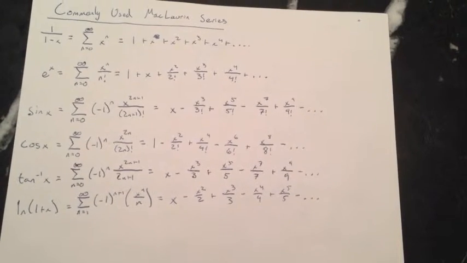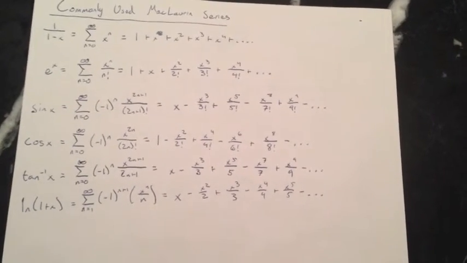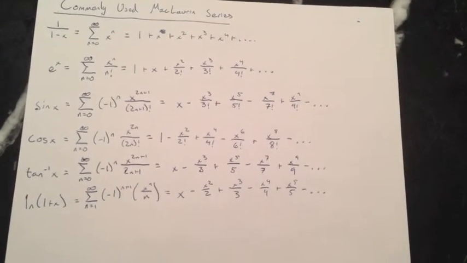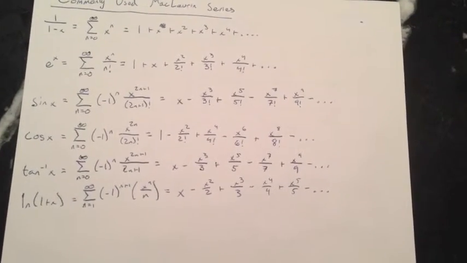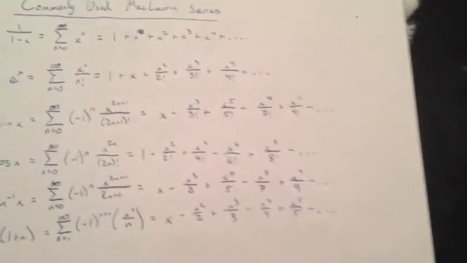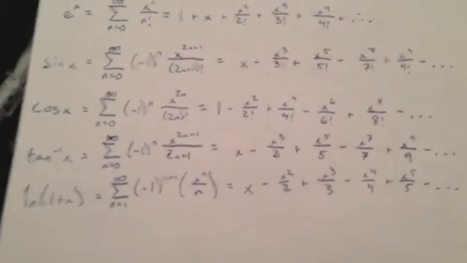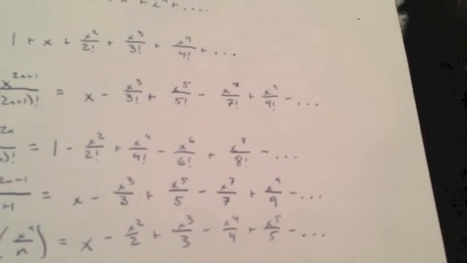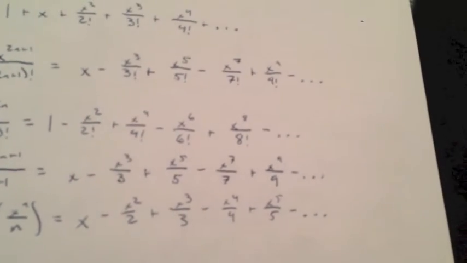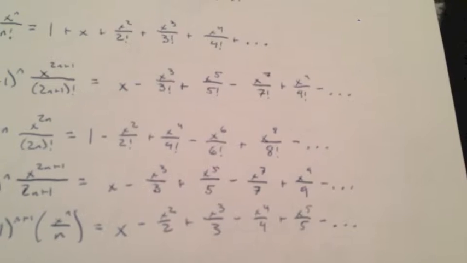And then tan inverse of x equals the summation of negative 1 to the nth power times x to the 2n plus 1 all over 2n plus 1. Now this is almost exactly identical to sine of x, except instead of 3 factorial or 5 factorial or 7 factorial on the denominator, it's just 3, 5, and 7. But it's essentially the same exact thing.